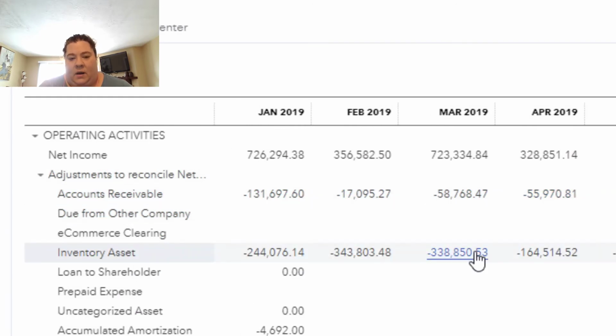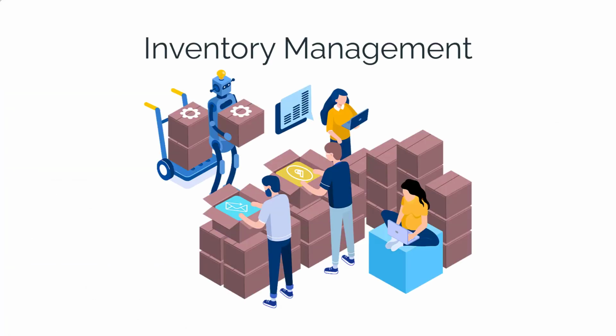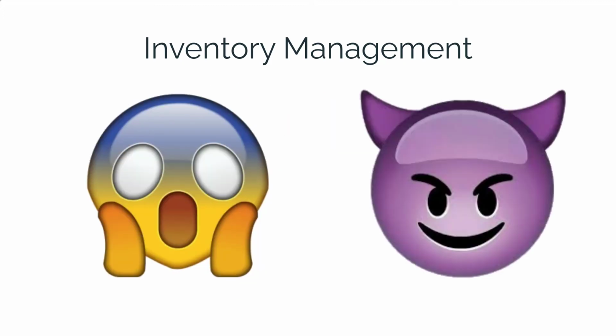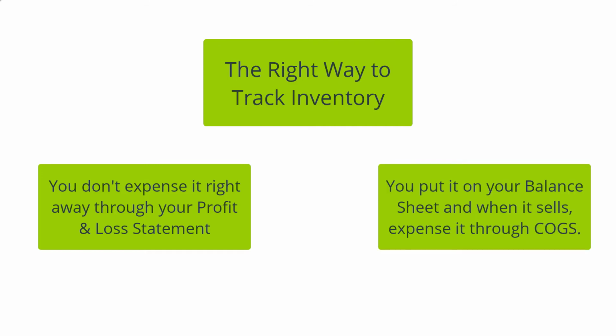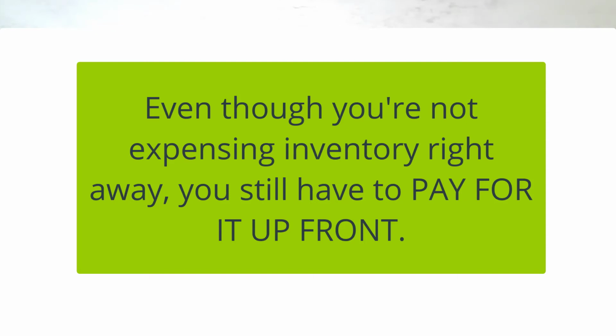So the next line item on here is inventory. As you guys know, inventory management and the cash around inventory management is an extremely complicated thing for e-commerce businesses and fraught with risk and terror and mayhem. The right way to track inventory from a profitability perspective is that you don't expense it right away through your profit and loss statement. You typically put it on your balance sheet, and then at the time that it's sold, it's expensed through cost of goods. Just because you're waiting several months until it sells to expense it through cost of goods sold doesn't mean that you're paying for it that way with your vendors. In fact, you're usually not. You're usually paying upfront for inventory.